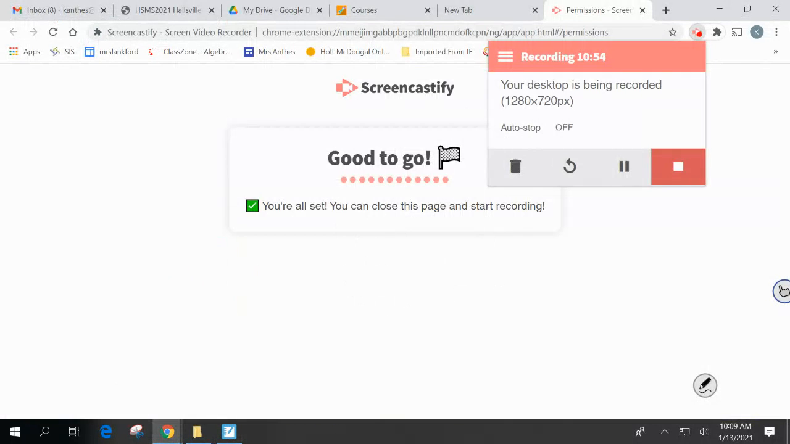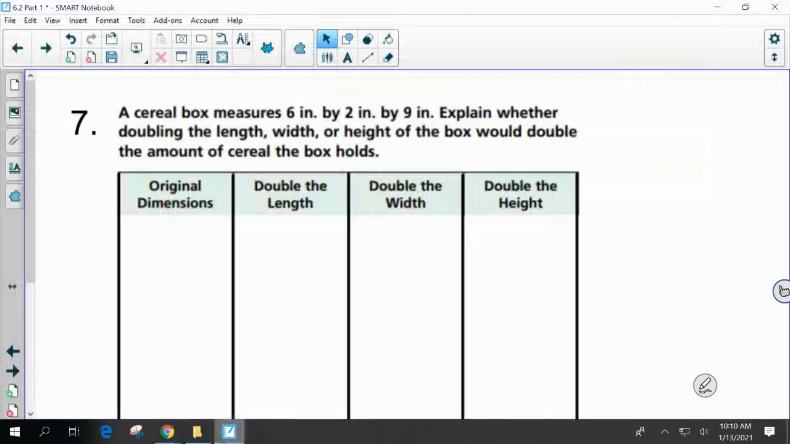All right, so for the next one, we are going to compare the dimensions if we change them. So a cereal box measures 6 by 2 by 9. So this doesn't have any labels with it. How do they usually go in order? Something by something by something. Length times width times height. Okay, so explain whether doubling the length, width, or height would double the amount of cereal the box holds. So if we change the dimensions of the box, would that change the volume of the box?